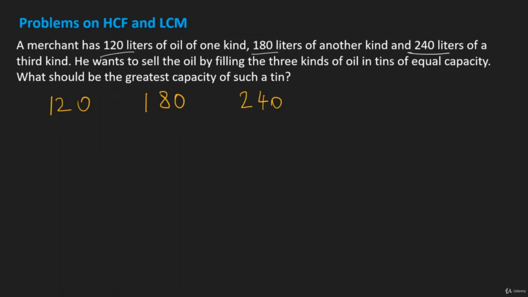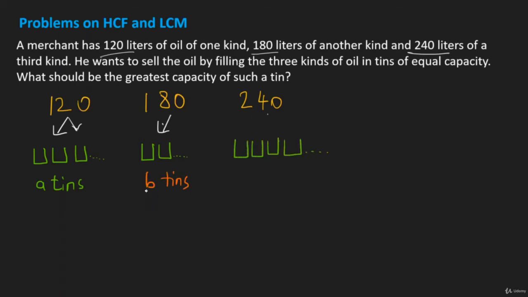Now I need to fill this into tins, right? So this 120 liters has to be filled into tins. Say I need A tins for that. Similarly, 180 liters has to be filled into B tins, and 240 liters has to be filled into C tins. Now given that all of these tins are of equal capacity, let's assume that the capacity of one tin is X liters.